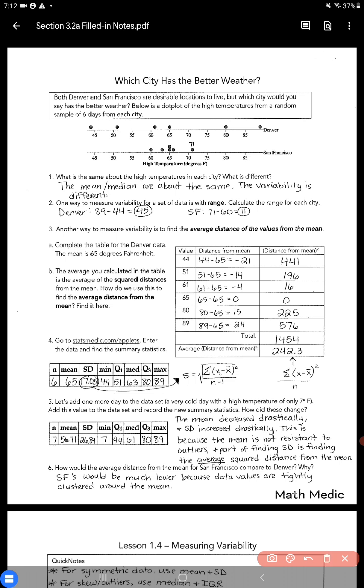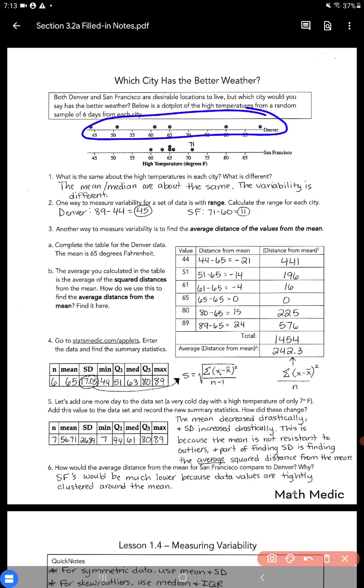All right, so if I wanted the standard deviation for Denver, the first thing I would do is calculate the mean of my data. Well, you can kind of tell by looking at the graph, but you could also do it with a calculator. The mean of these 1, 2, 3, 4, 5, 6 numbers right here is 65. And then what I'm going to do is take each individual data point and figure out how far away it is from 65.